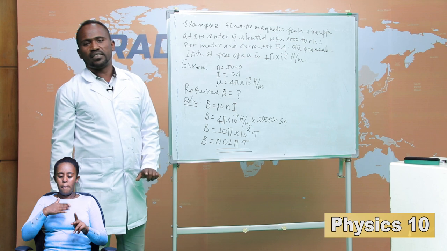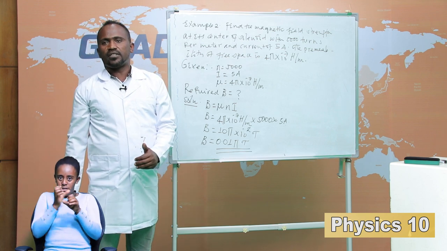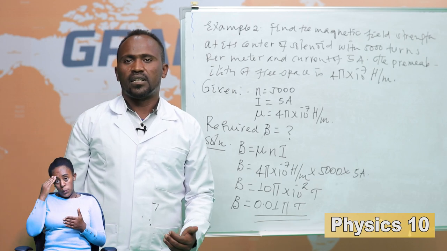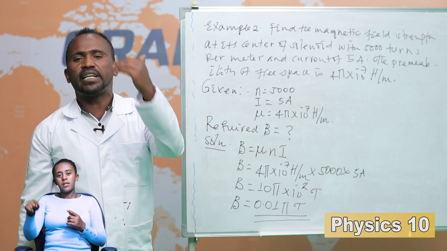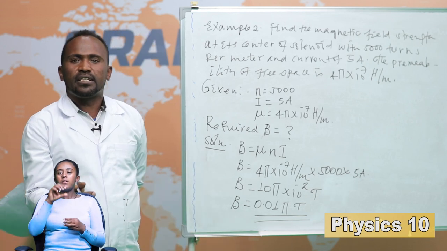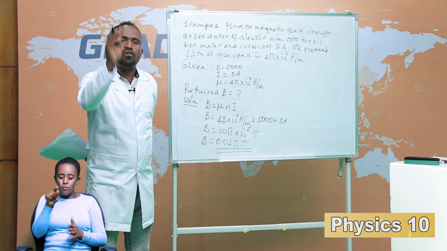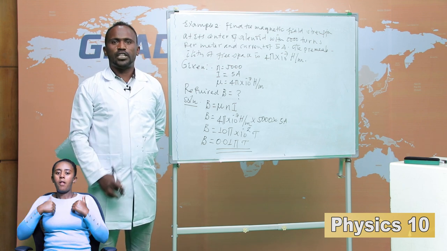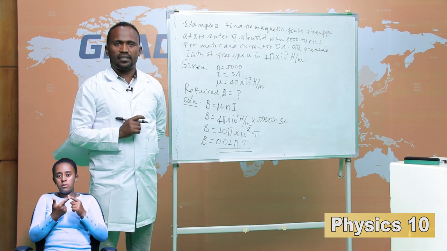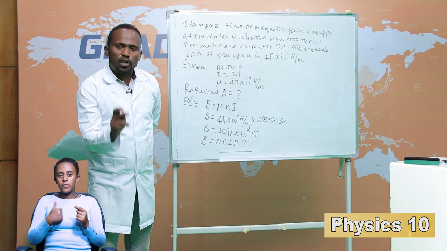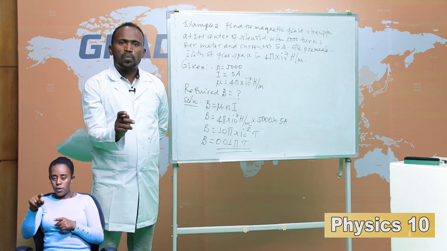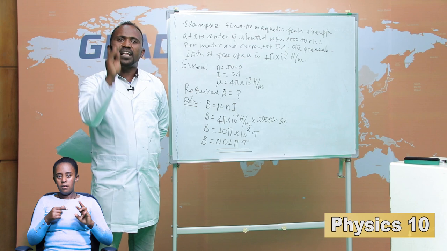Okay, my student, let us summarize what we learned today. We started to learn about the magnetic field of a solenoid. A solenoid means a coil which has a number of loops. This is one point you learned. The second one is that we determine the direction of the magnetic field for a solenoid by using our right hand rule.